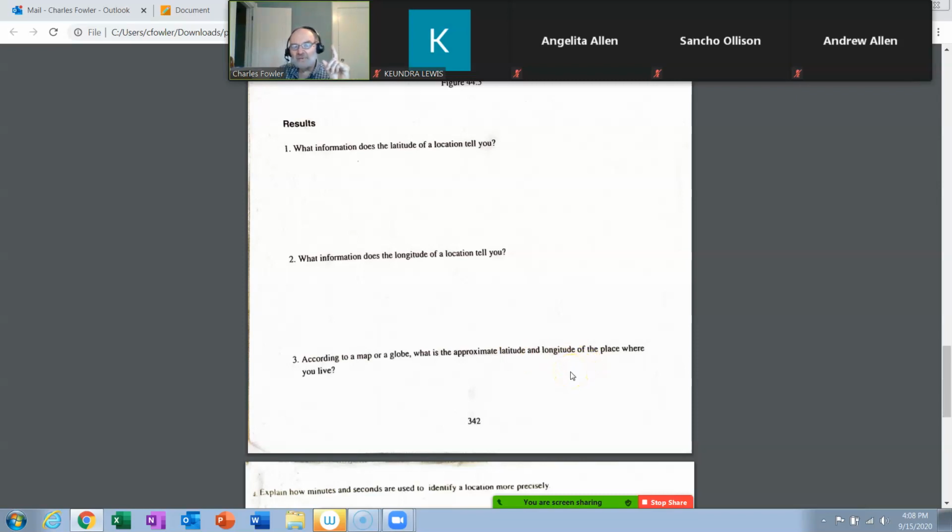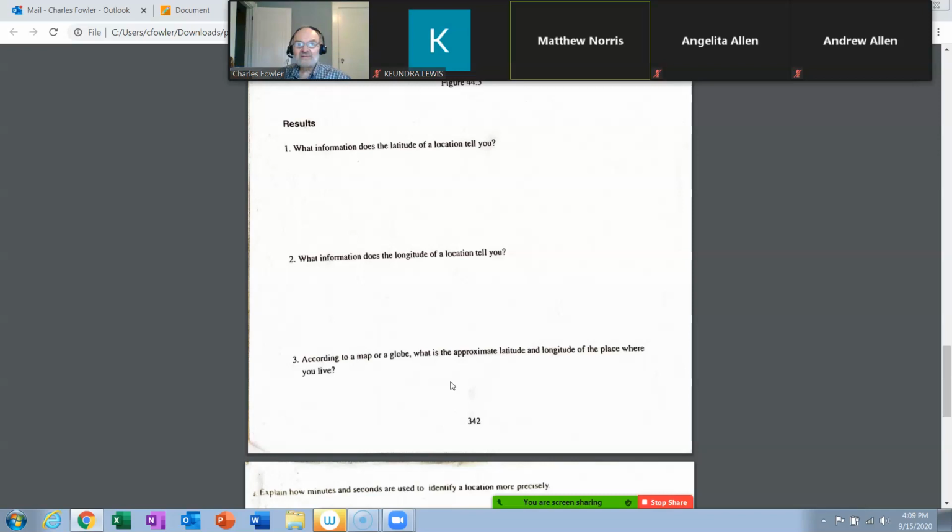Now, when you give your latitude and longitude, remember, latitude is a number between 0 and 90 degrees, and you live in the northern hemisphere, so you better have north on this one, okay? So you have to give, yes?